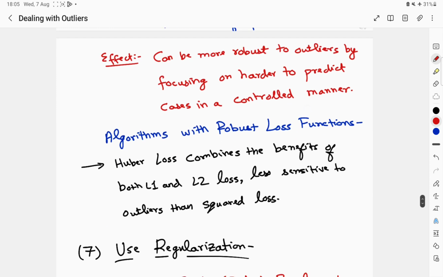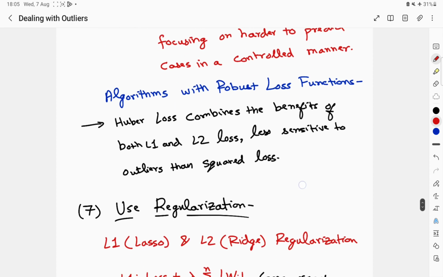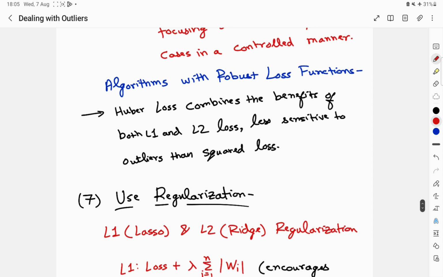And you can also use certain algorithms with robust loss functions. So you might be aware of L1 and L2 loss. So Huber loss is the loss function that combines the benefits of both L1 and L2, bringing out the best of both worlds. And it is less sensitive to outliers compared to a squared loss. So you can also use a loss function like Huber loss to basically take care of the outliers.